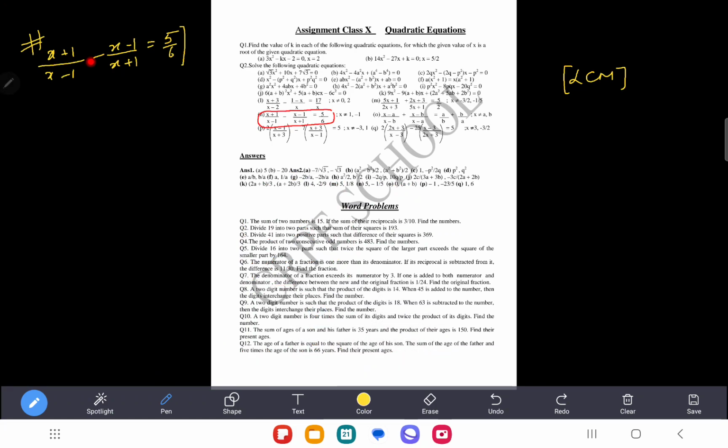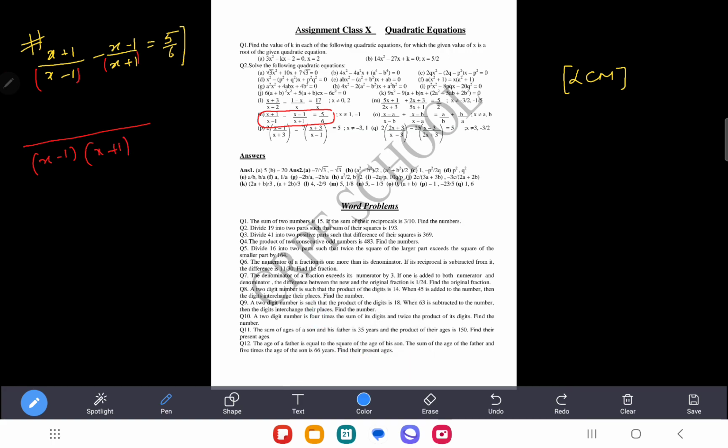If you have these kind of complicated equations, you have to find out the LCM. And the LCM finding in these equations is very simple. What you have to do, simply remember, simply multiply the two denominators together. That's your LCM. Are you understanding?